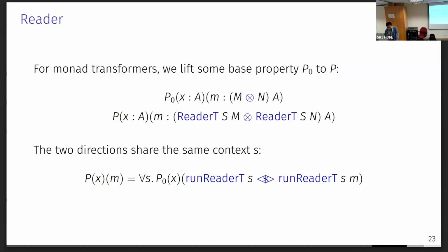So this lifting can be directly defined by interpreting the two ReaderT effects and supplying them with the same context S. So this lifting really says that the two directions share the same context S. And all the other things are delegated to the base property P0.